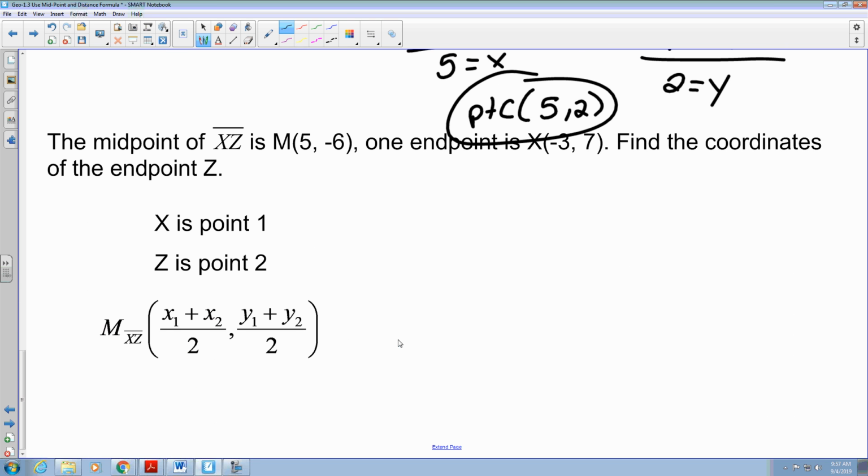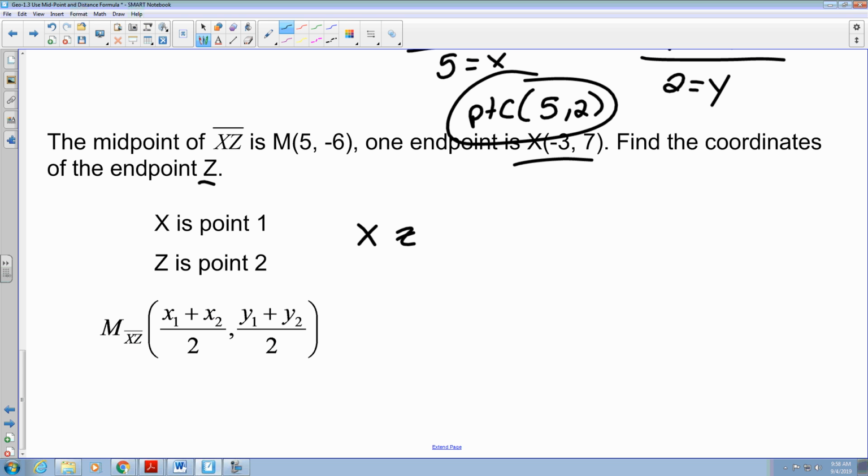Same idea. You have a midpoint of XZ where the midpoint is (5, -6). One endpoint X is (-3, 7). They're asking you to find the coordinates for point Z. So same idea, let's find the x coordinate for Z.